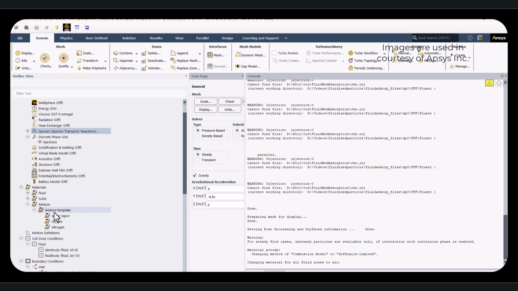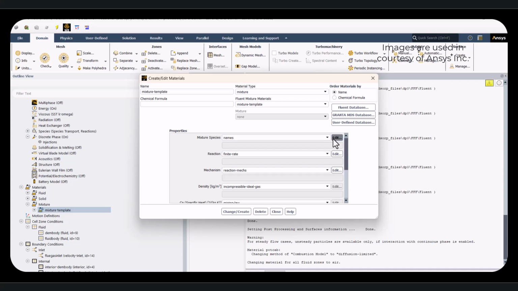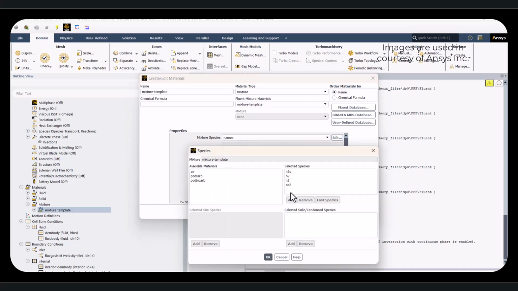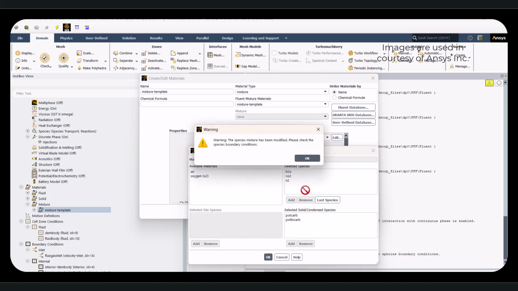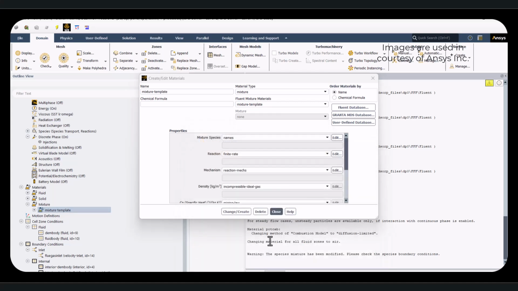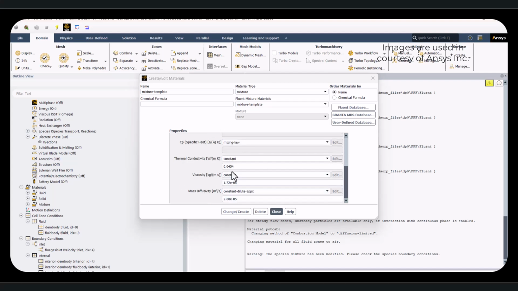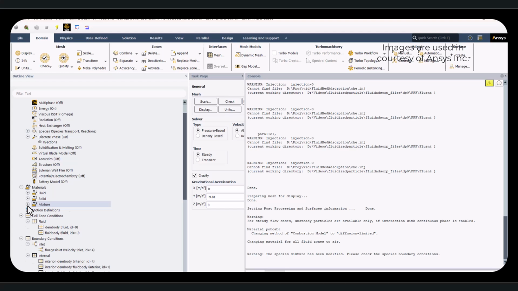After that, this has been created. Go to mixture template. In the names, I would add carbon dioxide also, nitrogen as my last species, and I don't want oxygen right now. I'm removing that, and potassium carbonate and potassium bicarbonate in the species list. Now click OK. So these are the solid species which will be present on the particle. So initially it is potassium carbonate, but later on it will turn into potassium bicarbonate.